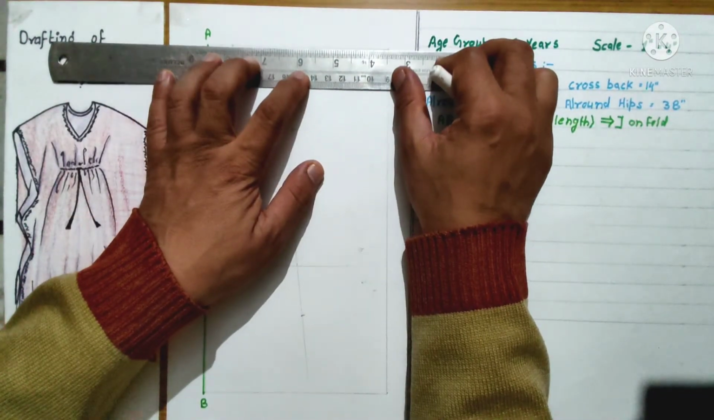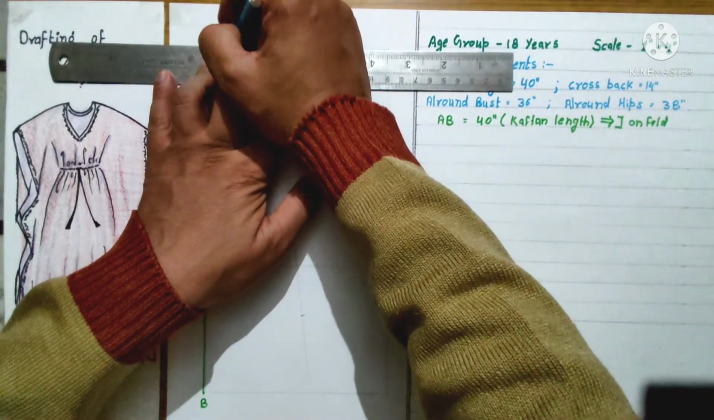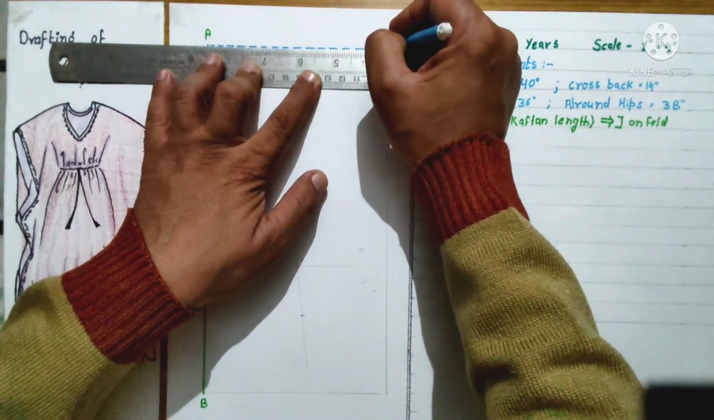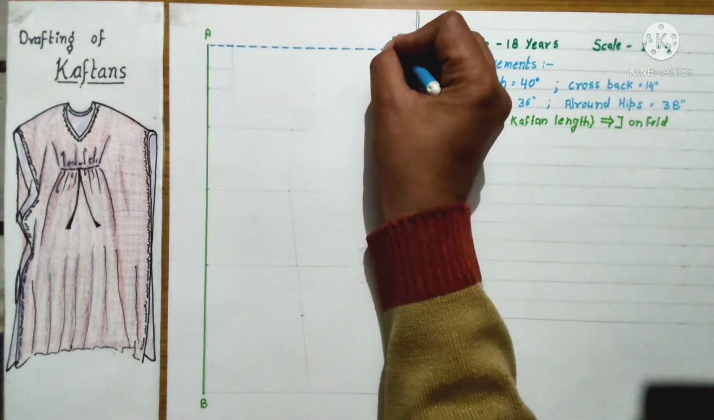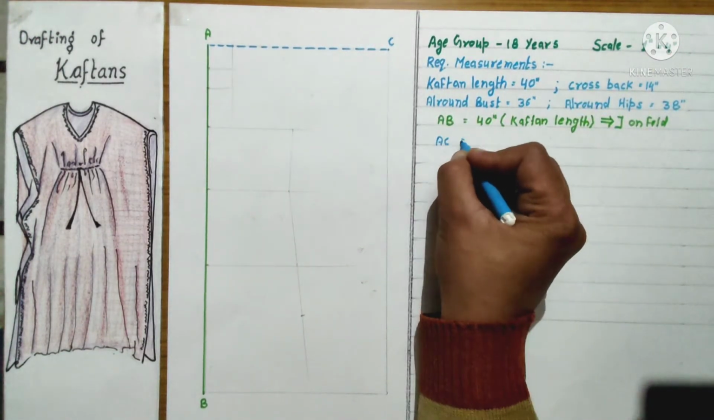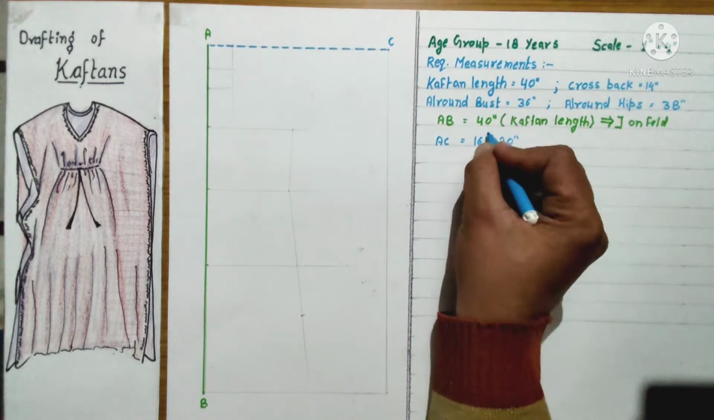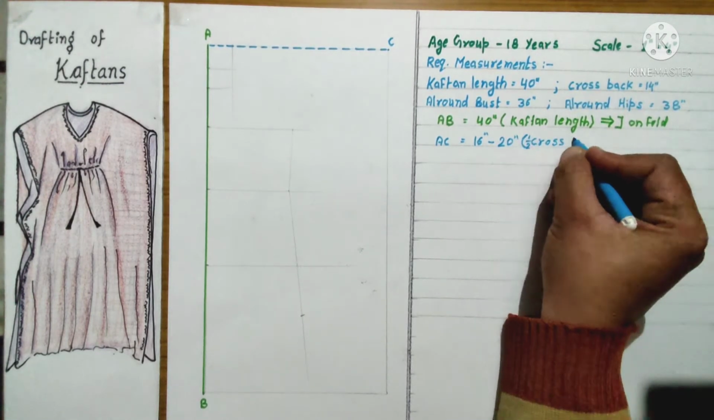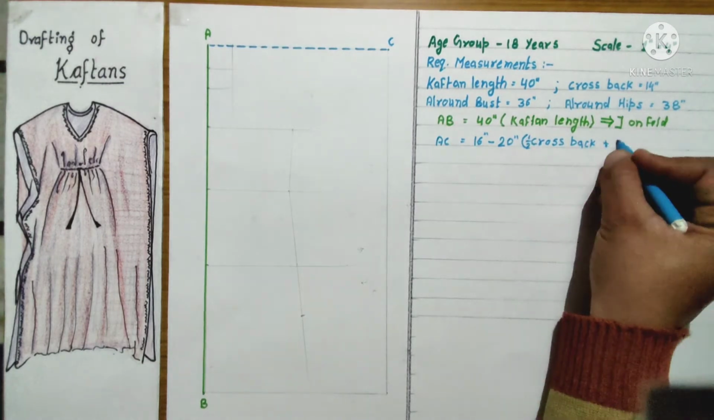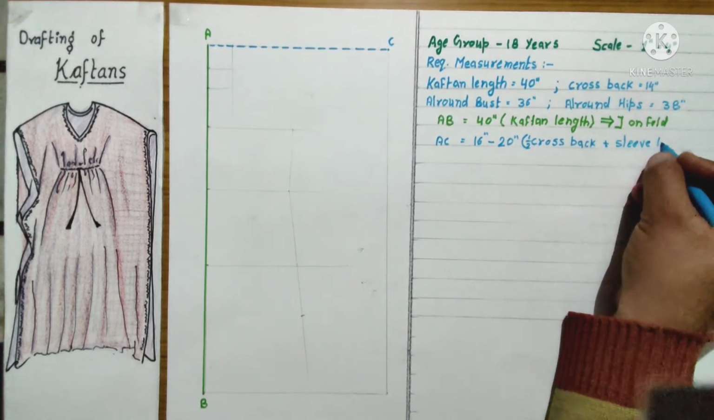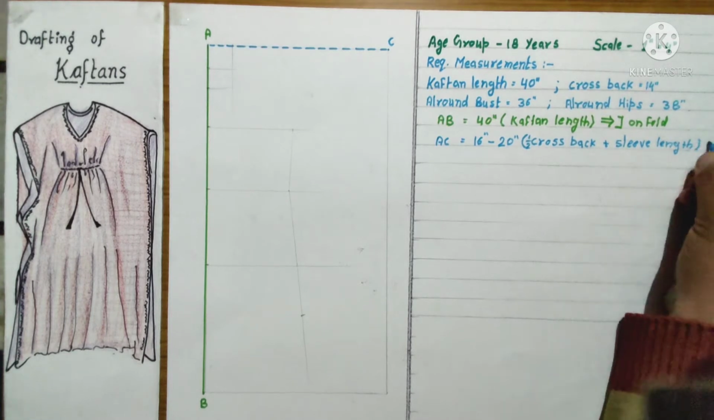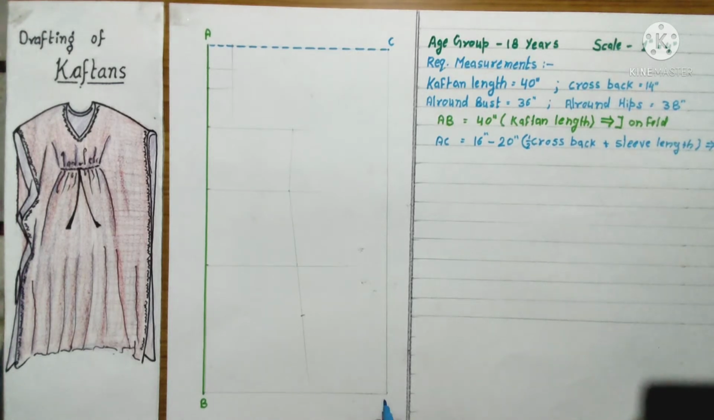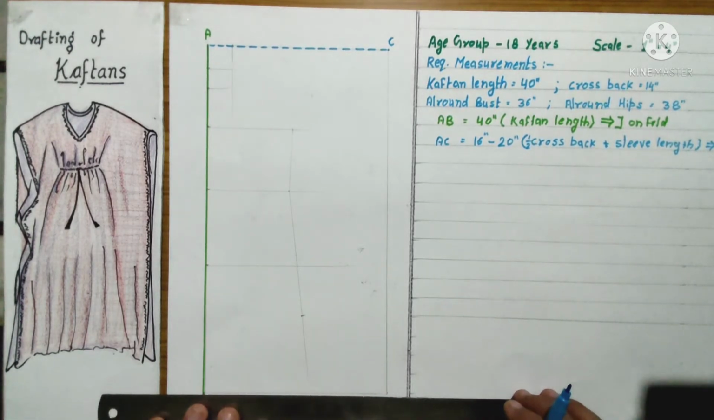Now we are taking a point C from point A, that is a perpendicular, or you can say a square outline. This is A to C, where AC is equal to 16 to 20 inches. It depends upon how long you want the sleeves, because it is half of the cross back plus the sleeve length. Here 7 is the cross back and 13 inches would be the sleeve length, so I am taking it as 20 inches.